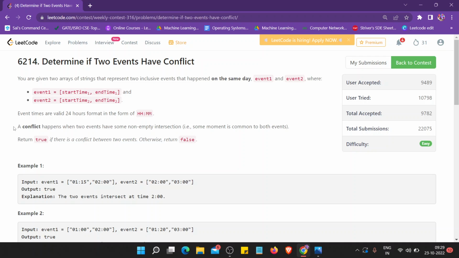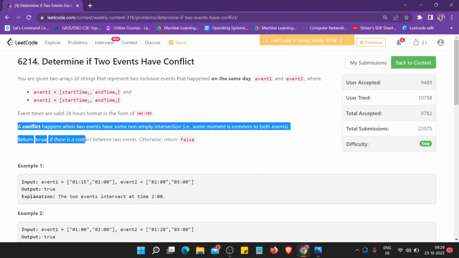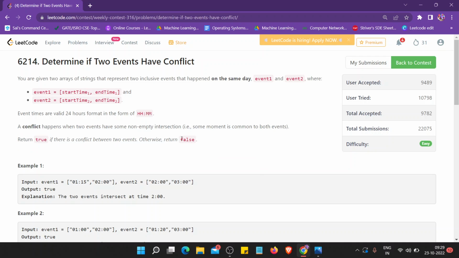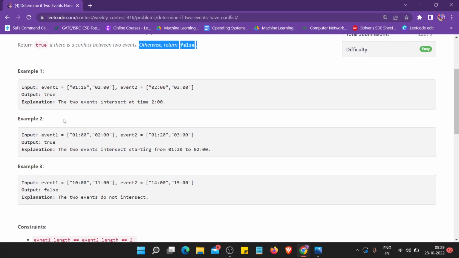Let's see what the question states. A conflict happens when two events have some non-empty intersection. That is, some moment is common to both events. Then we return true. If there is a conflict, if there is an intersection, then only we return true, otherwise we return false. Let's see it with an example.